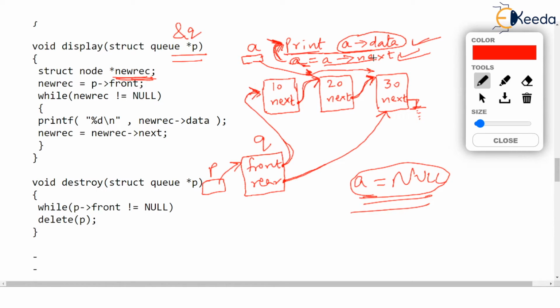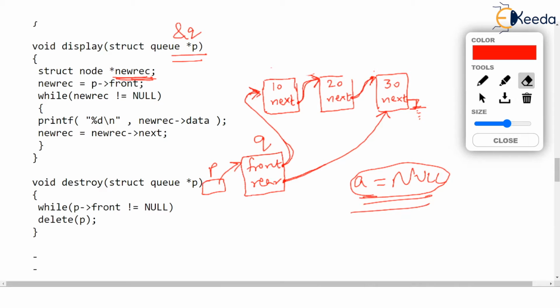So you just check this code now. I'll just remove a few things here. Okay, I hope this is readable. We have declared a newrec pointer. This is like a temporary pointer. Then newrec should point wherever front points, P arrow front points. So newrec points at 10. Now just ignore this while loop for some time, but just see the body of the while loop.